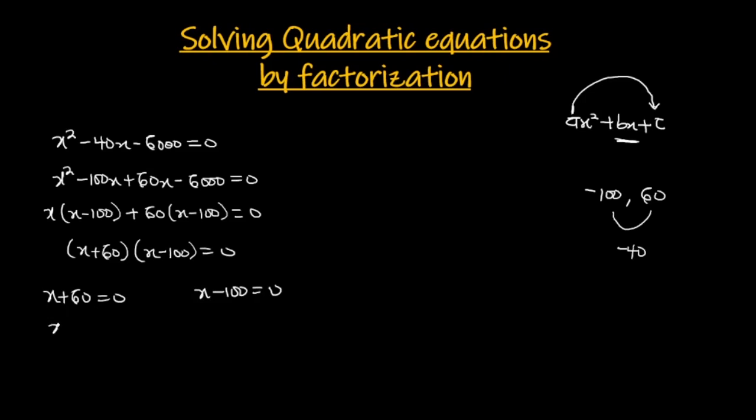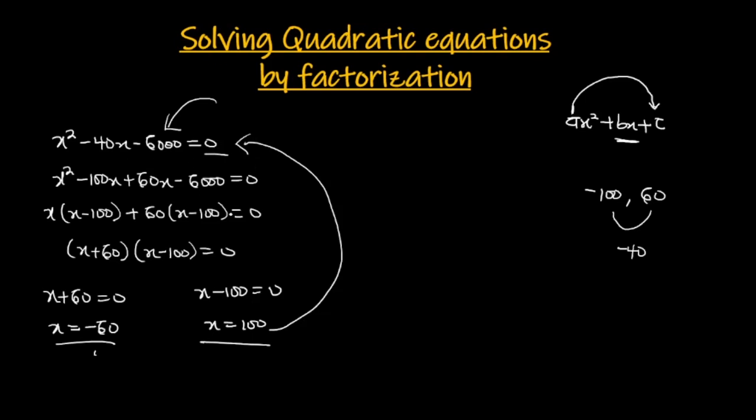So from here, we have x is equal to negative 60, or x is equal to a positive 100 as our answer. Now, this x is equal to negative 60 and x is equal to 100 are what we are calling the roots of the equation. That is, they are the values of x that satisfy this particular equation. So if we substitute x equals negative 60 back into this equation, we are going to get 0. And if we substitute x equals 100 into this equation, we are still going to get 0 as our answer.